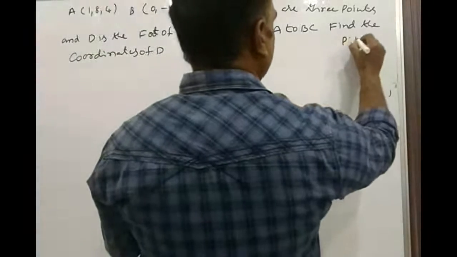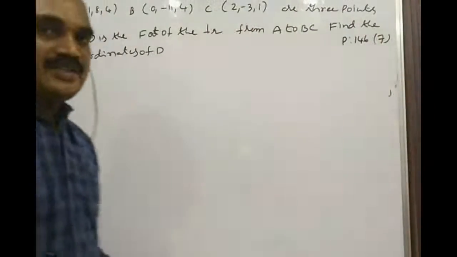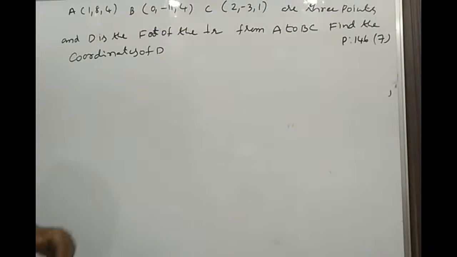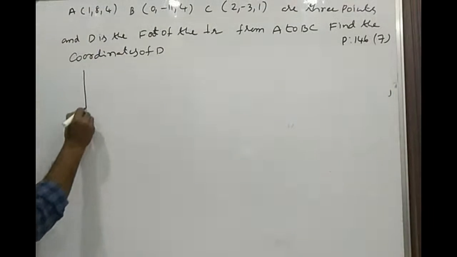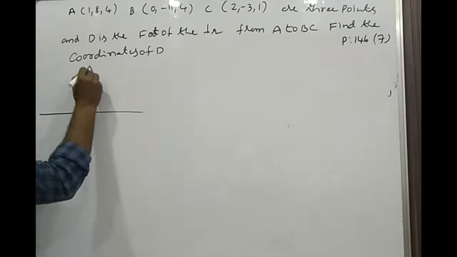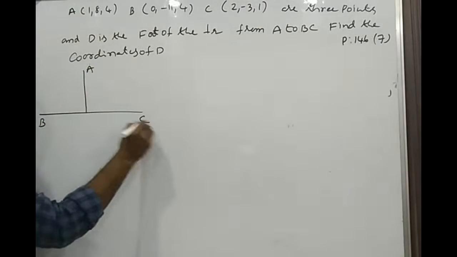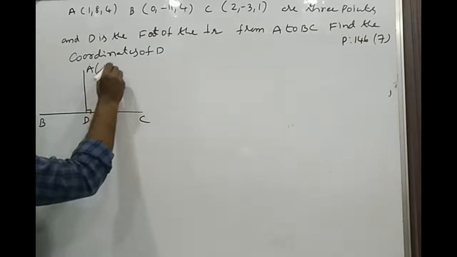This is page number 146, example 7. Friends, in straight lines, foot of the perpendicular. So here A, B, C are 3 points, and point D is the foot of the perpendicular from A to BC. So this is A, this is BC, and this point is the foot of the perpendicular. Here we calculate this point. So here point A is (1, 8, 4).